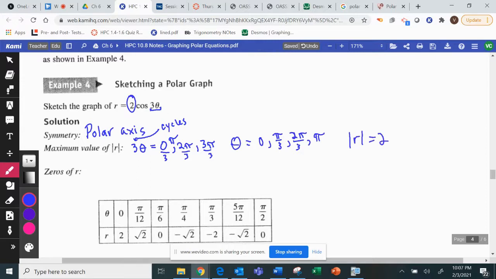Okay, and then the zeros, go ahead, divide by 2.